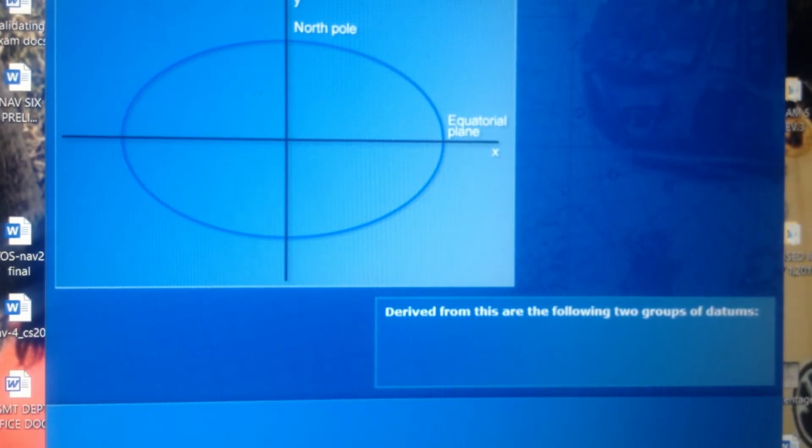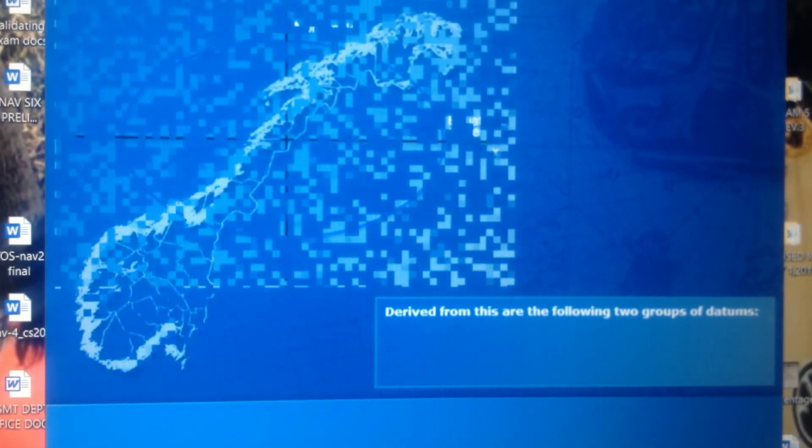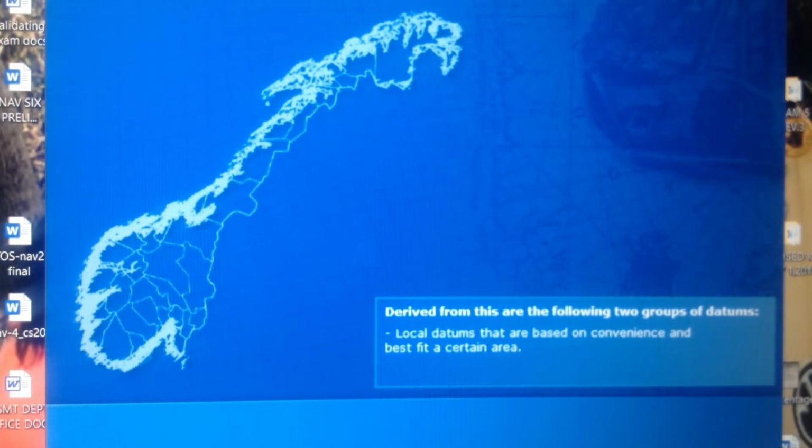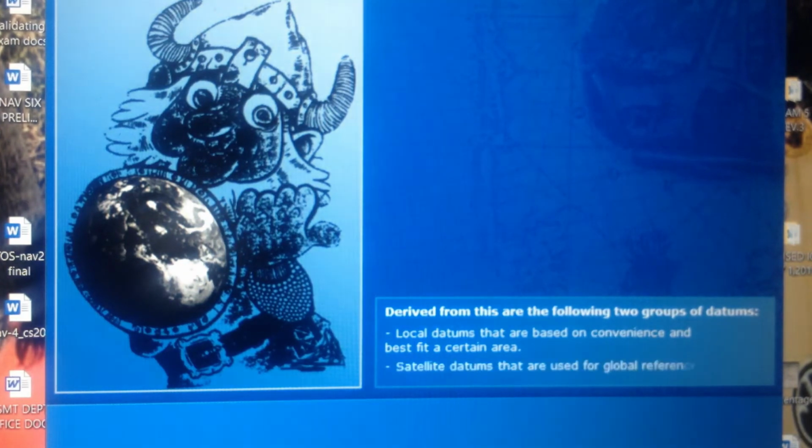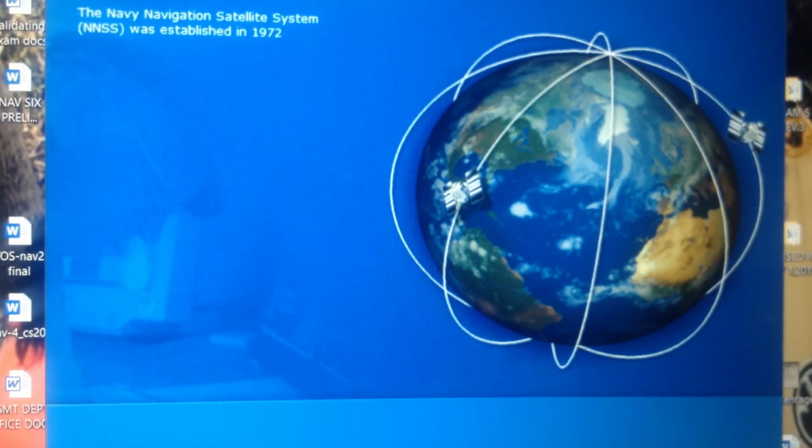Derived from this are the following two groups of datums. Local datums that are based on convenience and best fit a certain area. Satellite datums that are used for global references. The first satellite datum, established in 1972, was based on the Navy Navigation Satellite System. This system was also known under the name Transit. In 1989, the NNSS satellite datum was replaced by the Global Positioning System based World Geodetic Survey 84 datum.